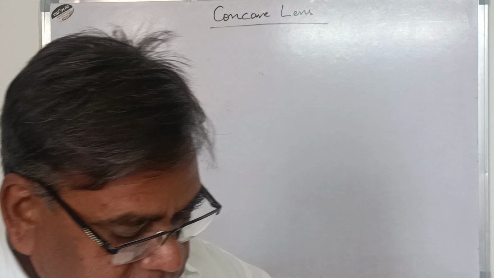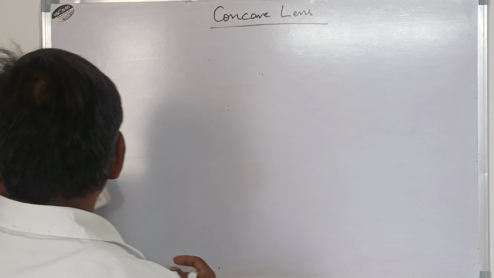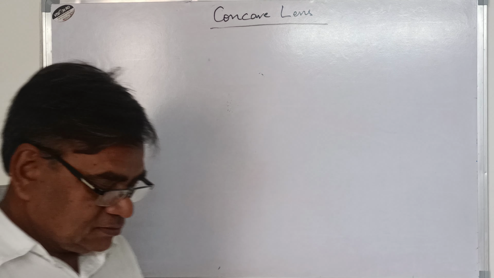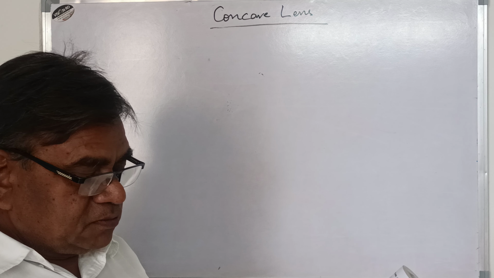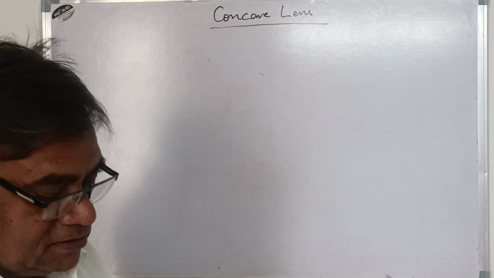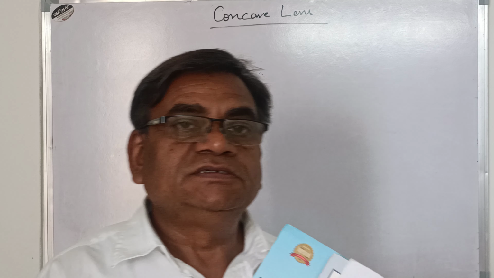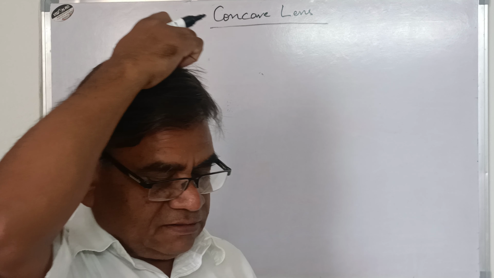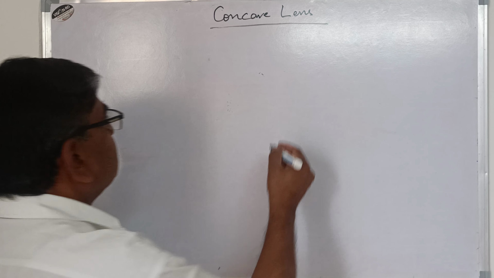Now today we will take some numericals, some question answer from concave lens. So, first question, very short questions. If the image formed by a lens is always diminished and erect, what is the nature of the lens? If the image formed by a lens is always diminished, the size of the image is smaller, and erect, the nature of the lens you have studied.